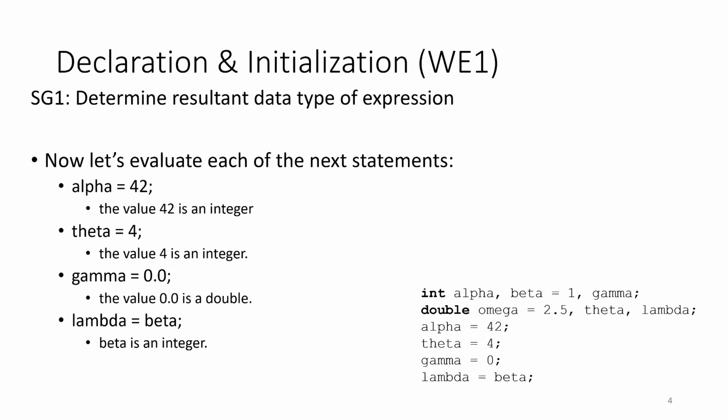Now let's evaluate each of the next statements. The first one is alpha is assigned the value of 42. So the value of the expression 42 is an integer. Theta is assigned the value 4. The value 4 is an integer. Gamma is assigned the value 0.0, and the value 0.0 is a double. Lambda is assigned the value of beta, and beta is an integer.